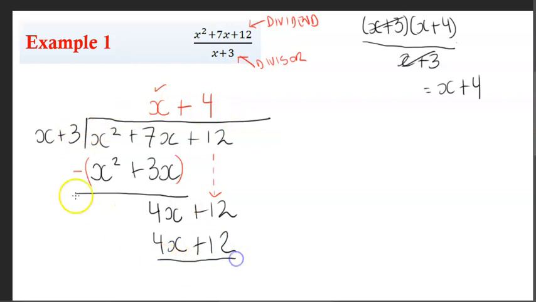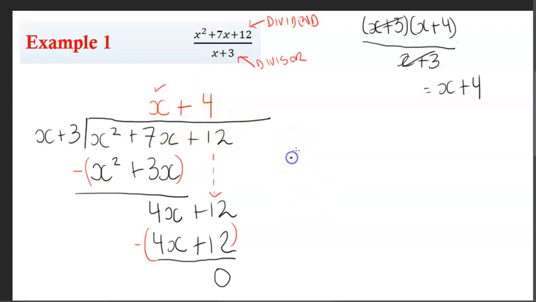All right. And yeah, if there is no remainder, in this case, when we do subtraction, you will get a 0. If there is no remainder, that means that this x plus 3 is a factor of x squared plus 7x plus 12. There's nothing that tags along at the end. And because of that no remainder, we've got a quotient, and there's our solution.